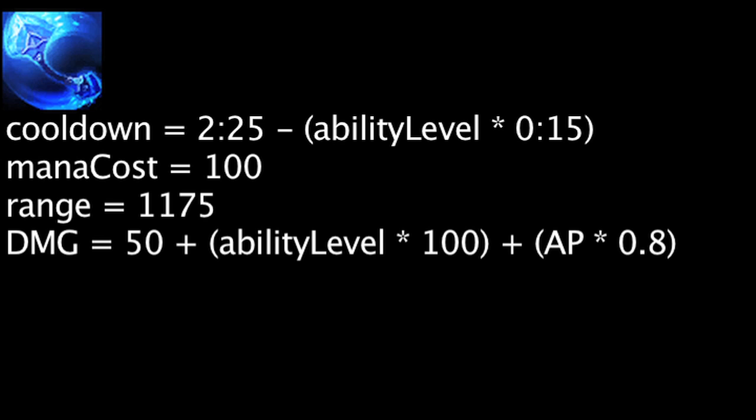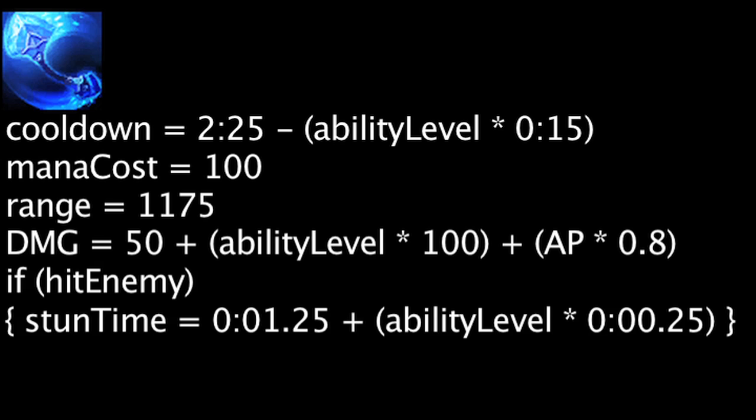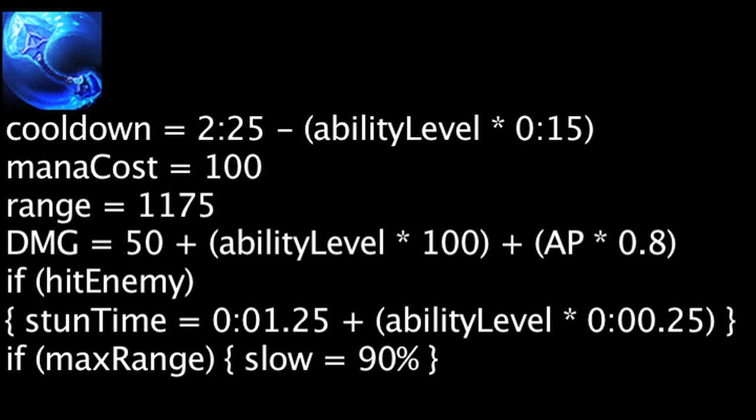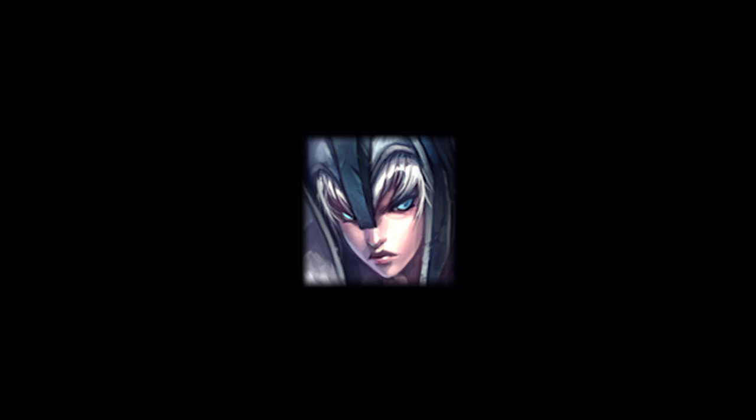If the bola shattered from hitting an enemy, the units will also be stunned for 1.25 seconds plus the ability's current level times 0.25. If the bola shattered from reaching the maximum duration, the units will be slowed by 90% for 1 second instead. Overall, Sejuani's new abilities will grant her large amounts of crowd control along with an increase in damage and tankiness.